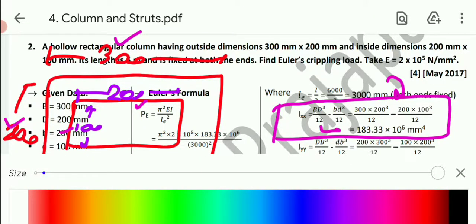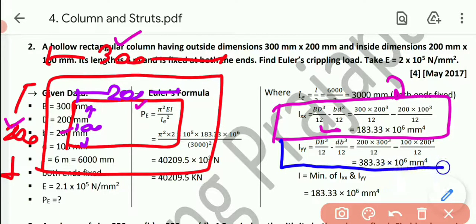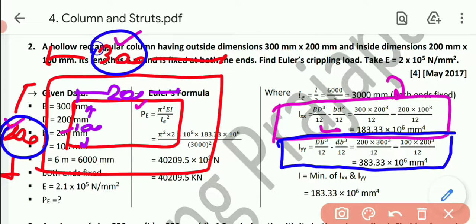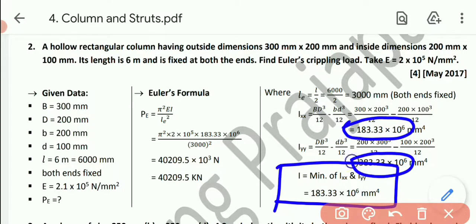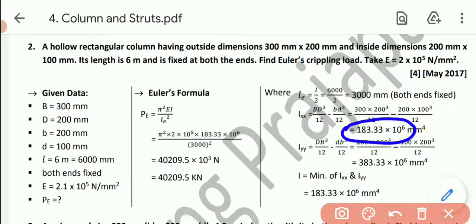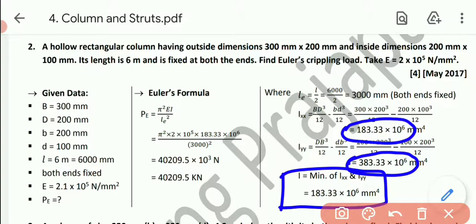Then moving forward, the I-YY formula will change, this time db cube by 12 minus small db cube by 12. We have all the dimensions: 200 into 300 cube by 12 minus 100 into 200 cube by 12. By simplifying this, I will get the value of I-YY. Finally, I is the minimum of I-XX and I-YY. Obviously the minimum will be 183.33 into 10 raised to 6.